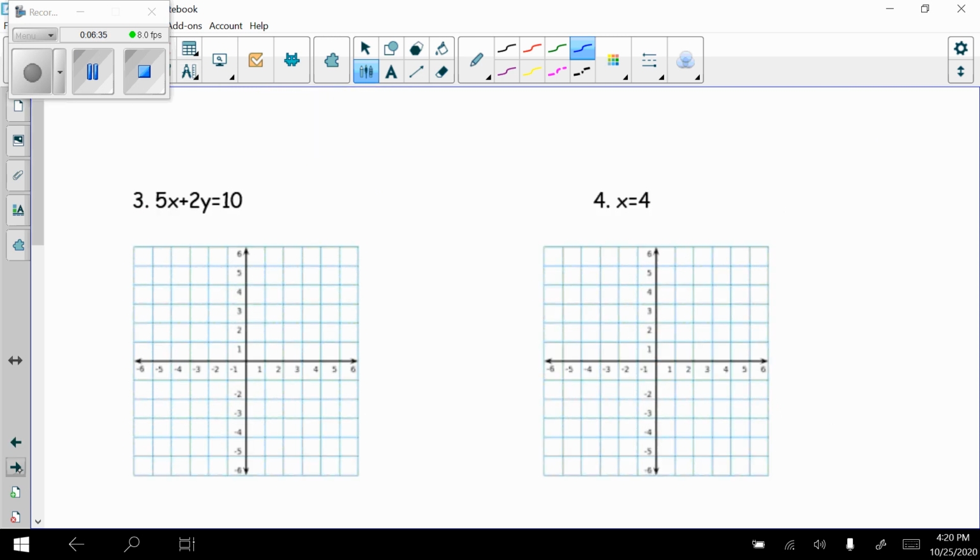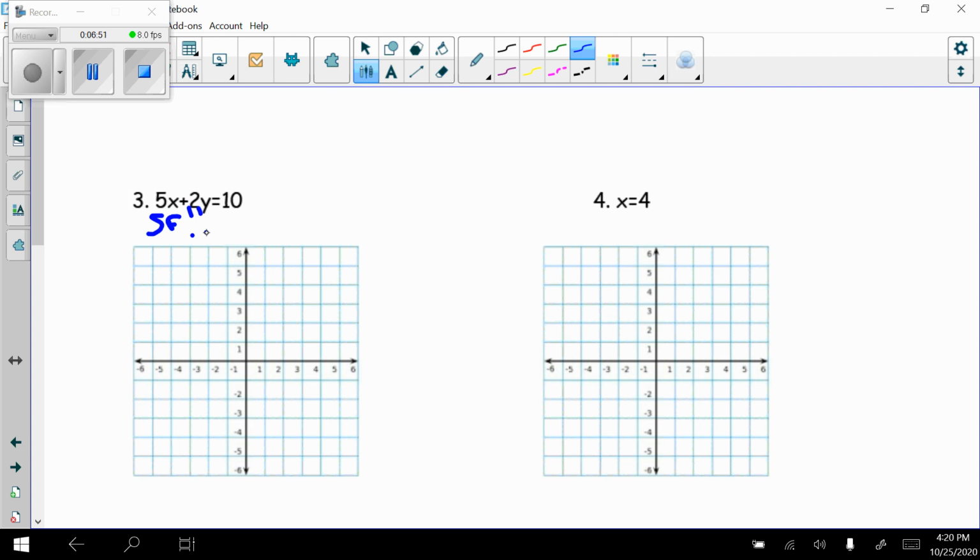Number 3, 5x plus 2y equals 10. This is in standard form. Okay. Standard form, I'm not finding my slope. We haven't learned how to do that yet. So I need to find my x and my y-intercepts.